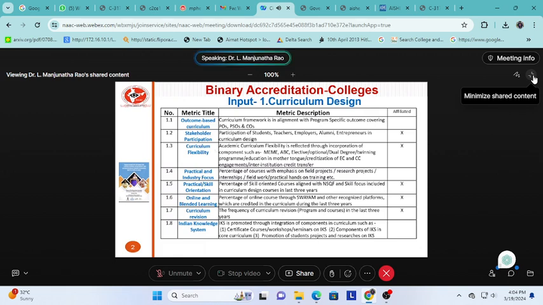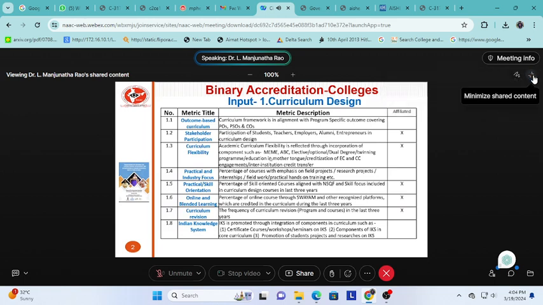Affiliated colleges will not have any say in curriculum design. This particular metric is applicable only for the autonomous colleges; for affiliated colleges, this metric is not applicable. That is stakeholder participation of students, teachers, employers, alumni, entrepreneurs in curriculum design. So taking the feedback on curriculum for autonomous colleges.